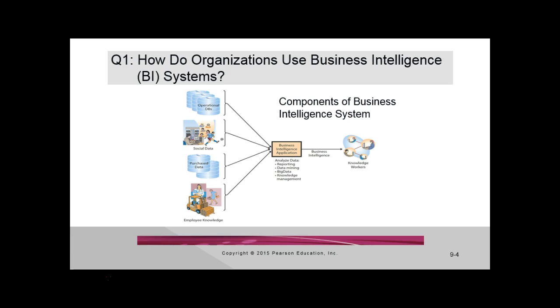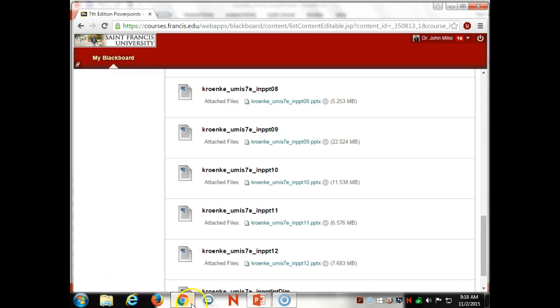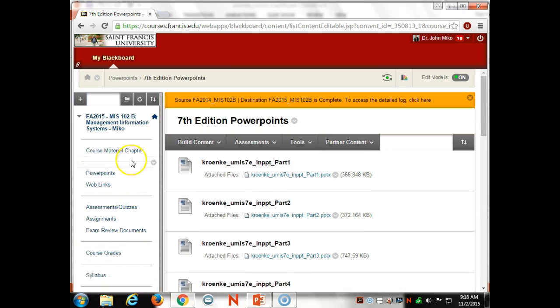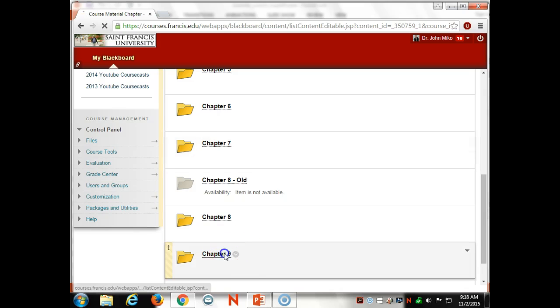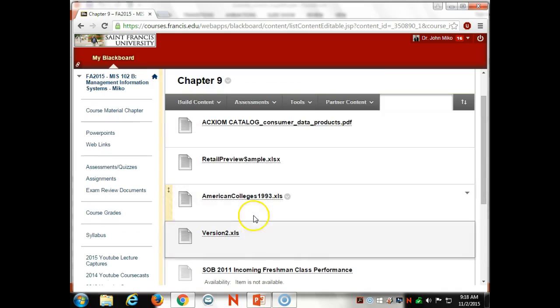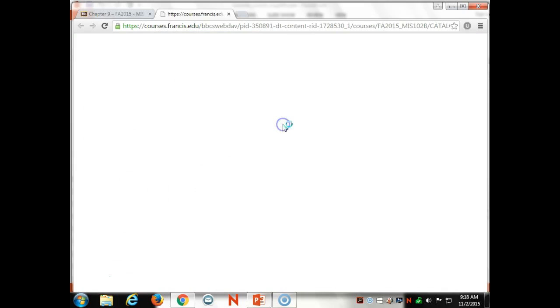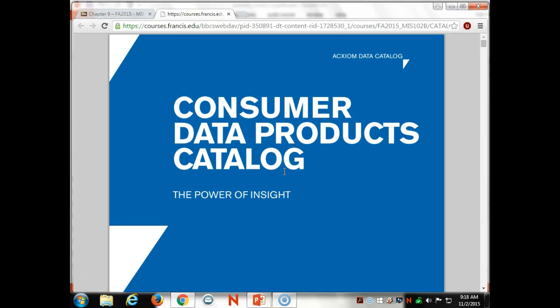So I want to show you a catalog that I have on Blackboard. And this is under course material by chapter 9. It's a company called Axiom. And this is their consumer data products catalog. So this is data that they will sell on consumers.